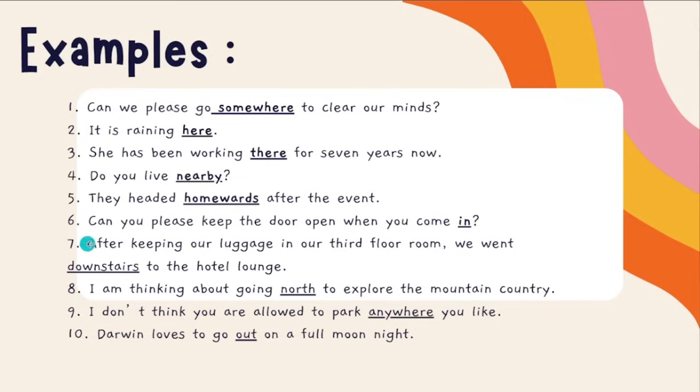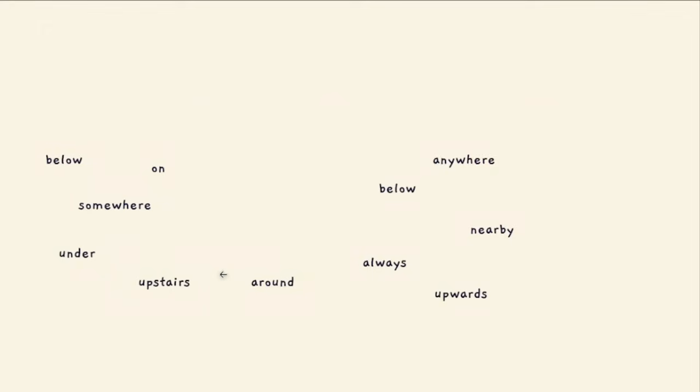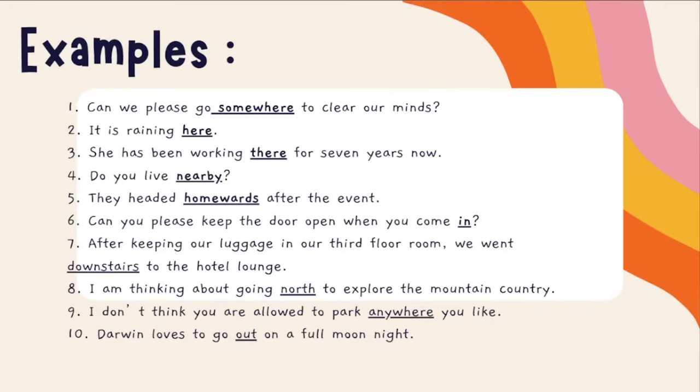Another one. After keeping our luggage in the 3rd floor room, we went downstairs to the hotel lounge. So they use the word downstairs as an adverb of place because it answered the question where. So where did we keep our luggage? It's downstairs.